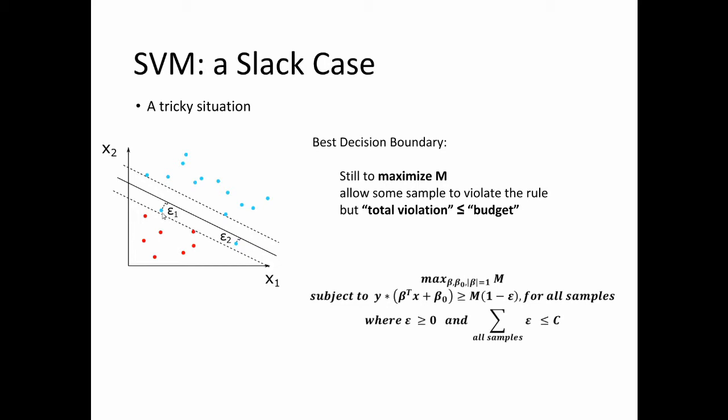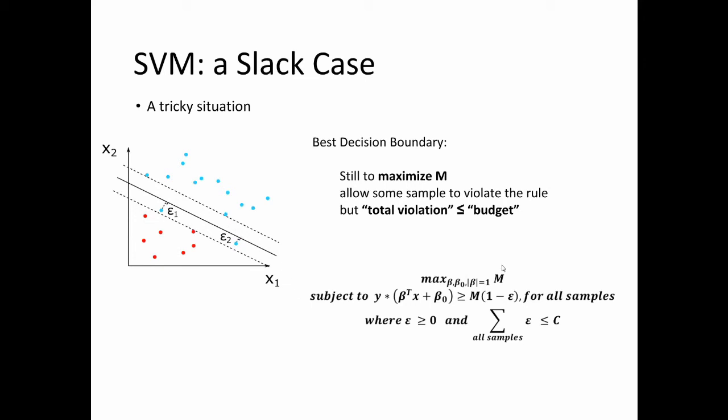So for these two blue dots, their epsilon1 and epsilon2 will be some number larger than 1, such that their y multiplied by their distance will be a negative number, right? So it's just larger or equal to some negative number. They still satisfy this condition. And for everyone else, their epsilon will be 0. So everyone else still has their y multiplied by distance larger or equal to m. They're still at the outside of the dashed lines.